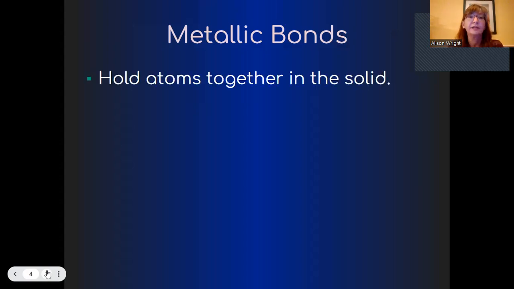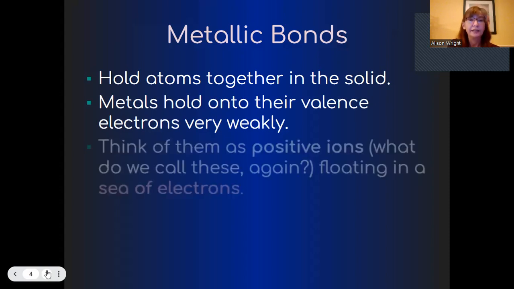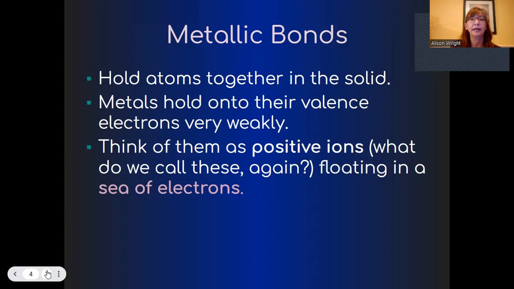All right, so metallic bonds. Metallic bonds are the bonds that hold the metal atoms together in a solid. And as we know, metals are more often than not solid at standard temperature. We know that metals hold on to their valence electrons very weakly. They actually want to get rid of them. They have extras. It says that it holds the metal atoms together, but let's actually think of them as being positive ions. What do we call these again? If they're positive, they're cations.